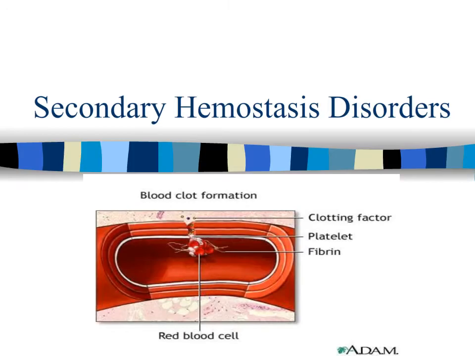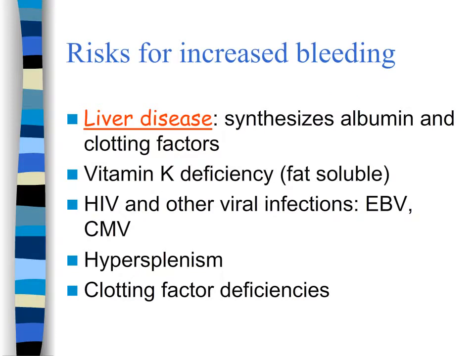This next section on coagulation disorders is on secondary hemostasis disorders, which are clotting factor deficiencies. Remember that the liver synthesizes clotting factors. So if there's liver disease, there'll be less clotting factors produced and increases the risk for bleeding. If the clotting factors are vitamin K dependent, the liver will still produce the factors, but they will be inactive.